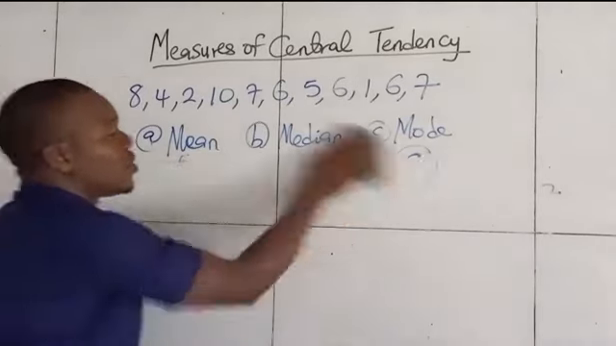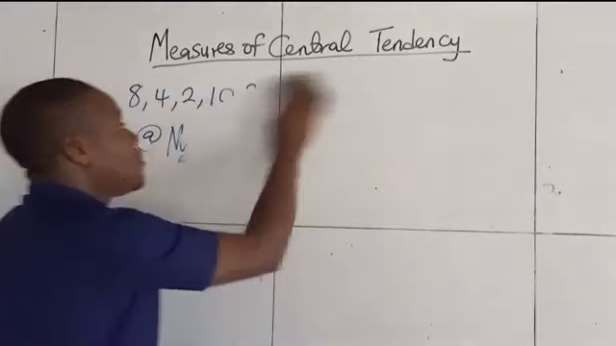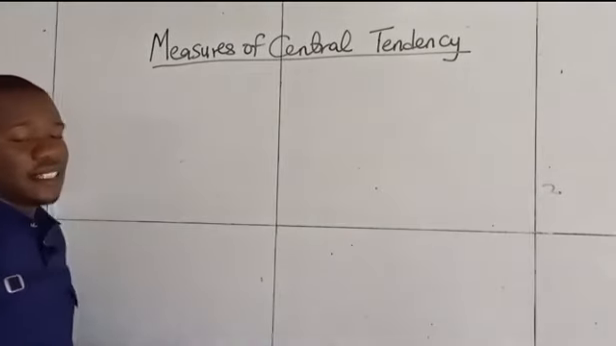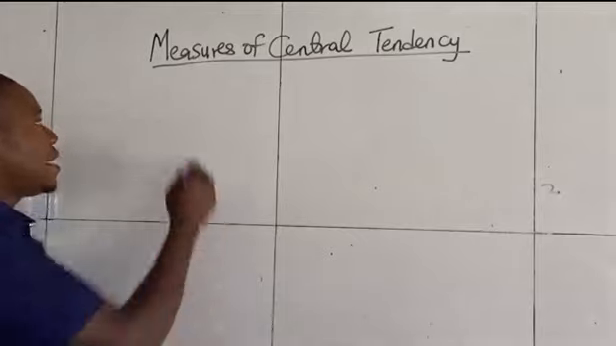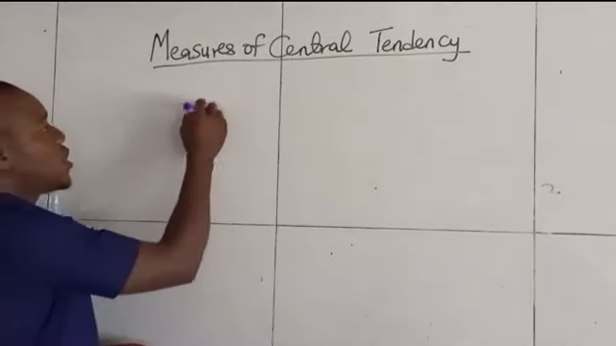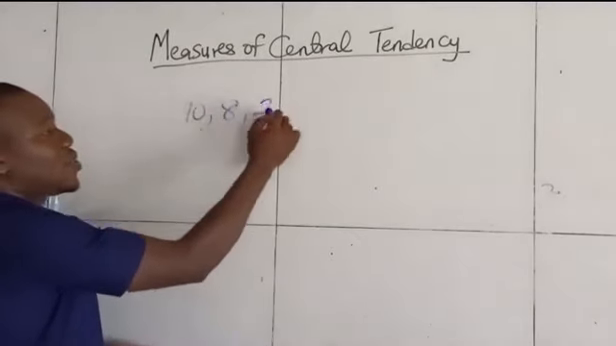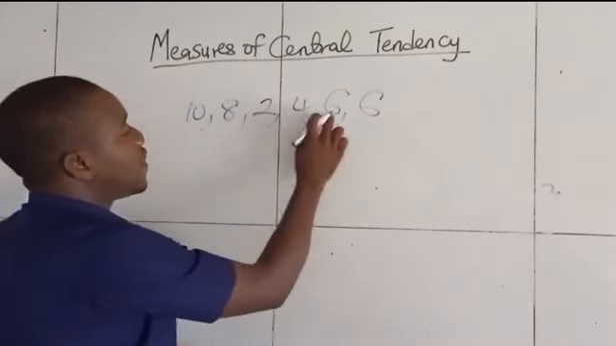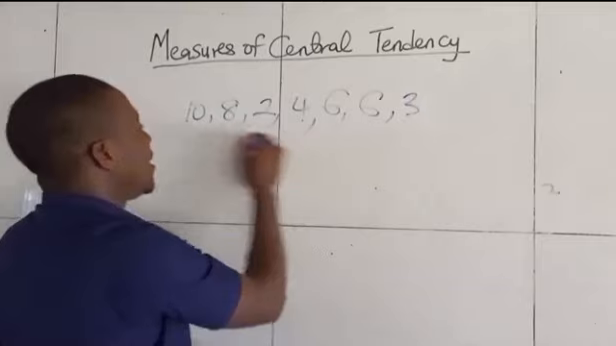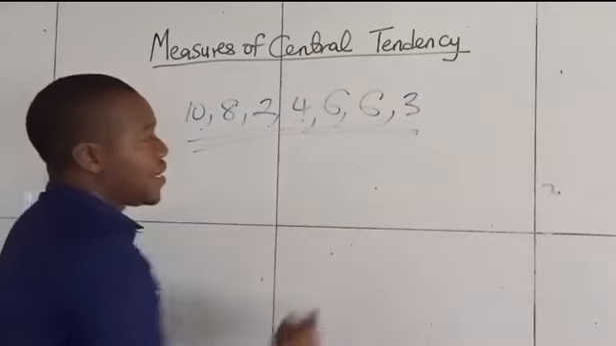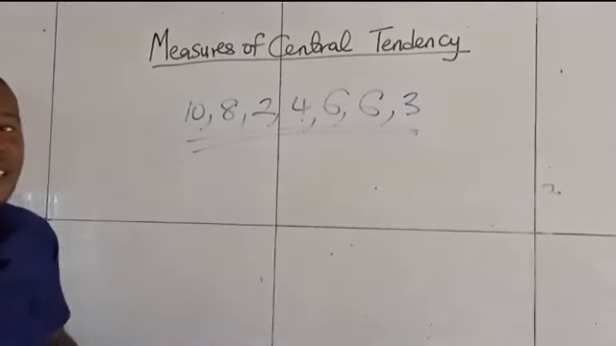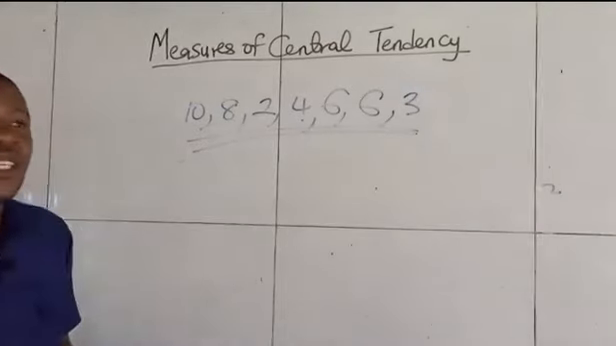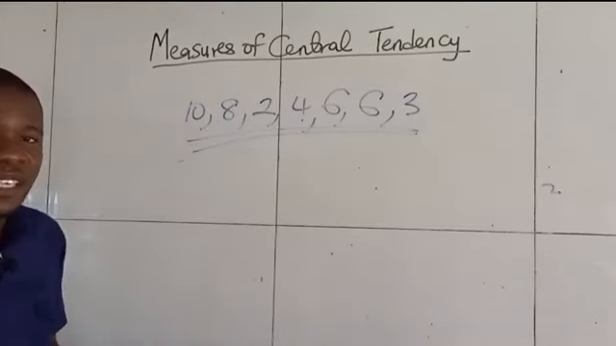So quickly, I'm going to leave you the scores of 7 students in a math test. Quickly find out the mean, the median, and the mode. So out of 7 students, 1 scored 10, 1 scored 8, 1 scored 2, 1 scored 4. I have 6, 1, 2, 3, 4, 5, 6. Then I have 3. These are the scores of 7 students in a test. Quickly find out the central score that can represent all the scores. You can use the mean, you can use the median, you can use the mode.